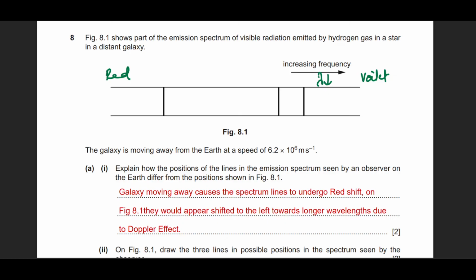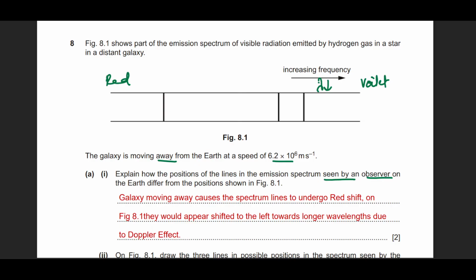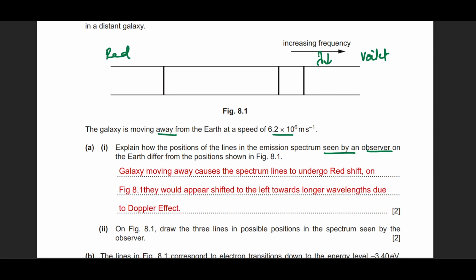Figuring this out before solving the question helps you decipher the question more easily later. The galaxy is moving away from the Earth at a speed of this. Okay, fine. Explain how the position of the line spectrum is seen by an observer on the Earth. What would happen to them if the galaxy is moving away? We know from the Doppler effect that the lines actually shift towards the red side of the spectrum, or towards the longer wavelengths.